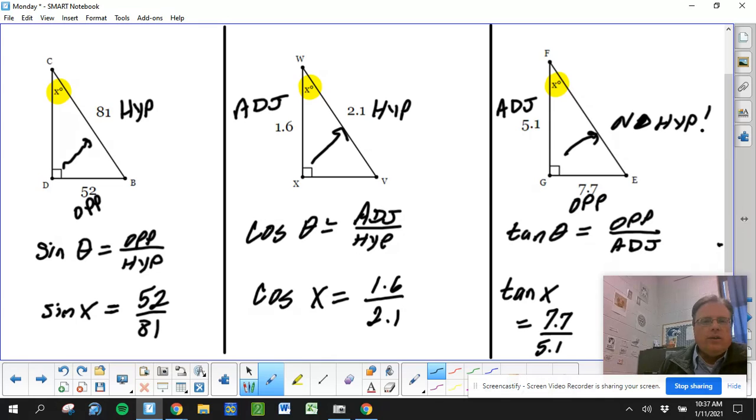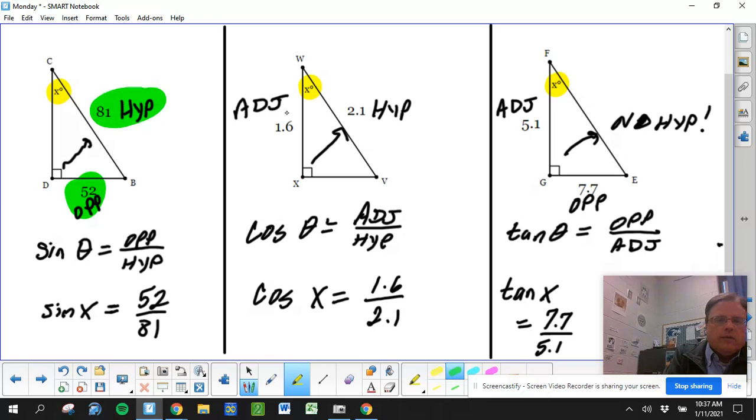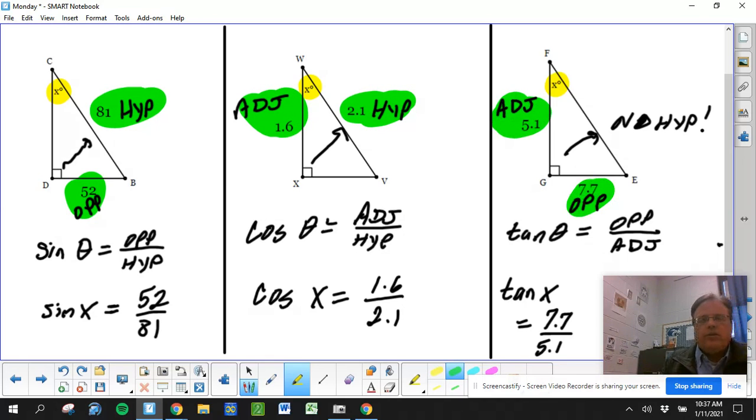So this is the difference. It depends on, do I have a hypotenuse or not? And what about the sides? So always be looking for, and I'm going to use a little green, what am I given? That's where I make my decision. Look at the numbers on the sides. Which two am I given?